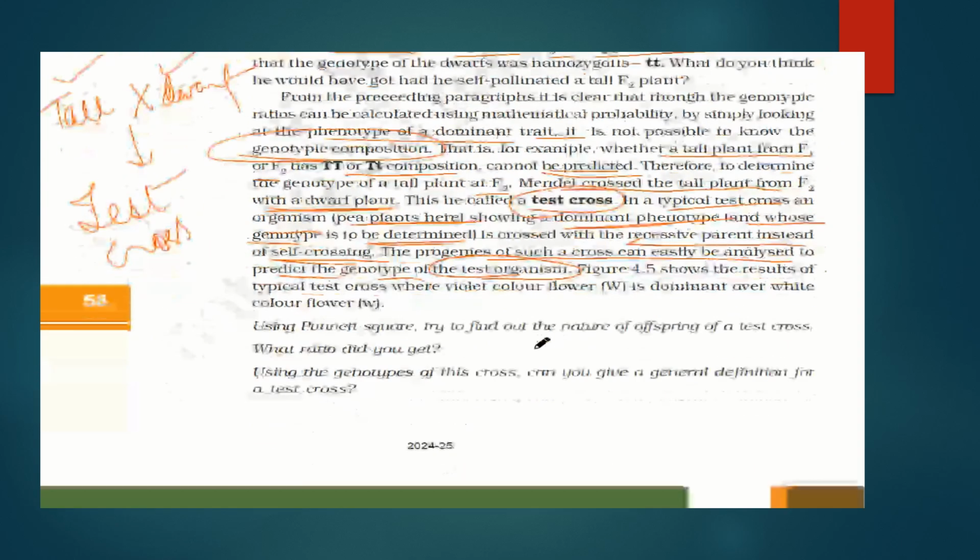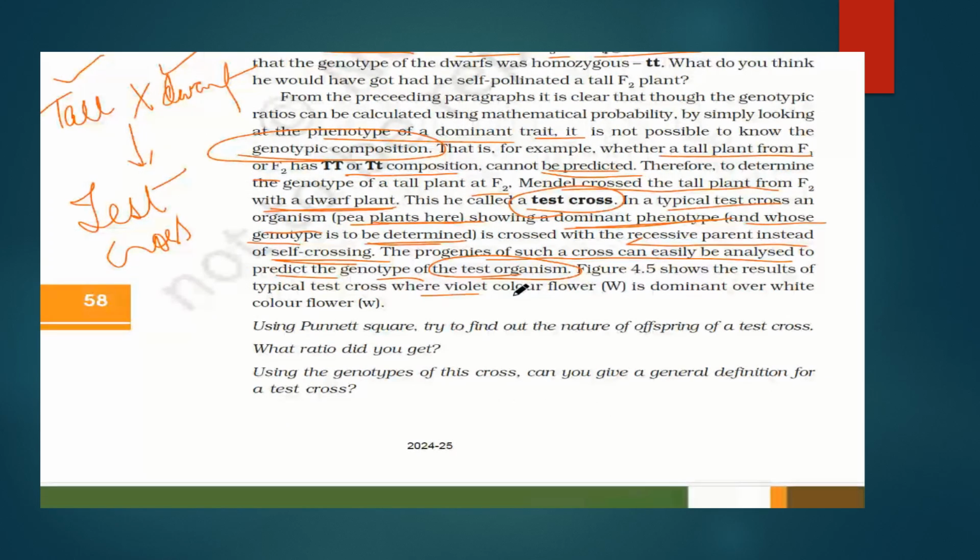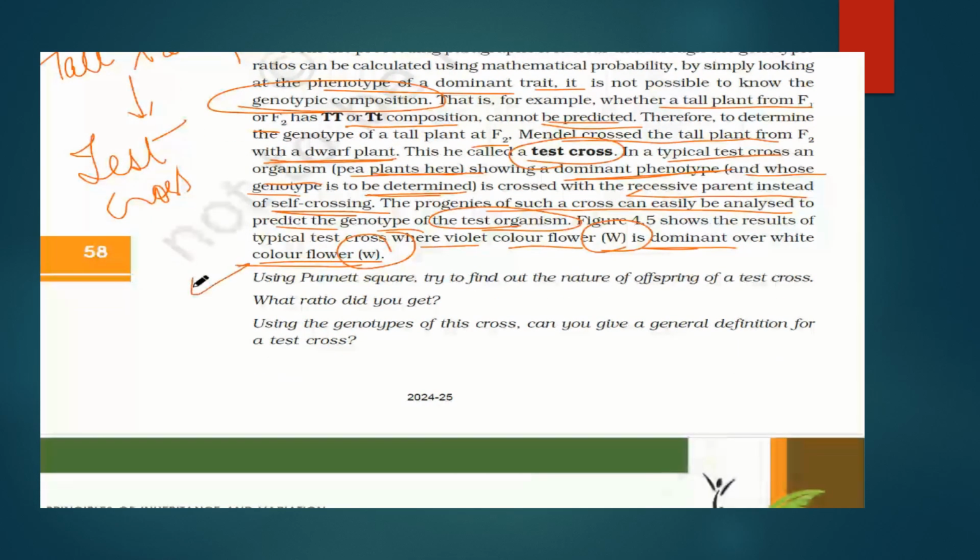So, what he did, he took a violet color flower, denoted as W, dominant over a white color flower which is recessive. So, your homework will be, using the Punnett square, you are crossing this dominant violet flower with a white flower which is recessive, right? So what ratio did you get? I want your answer, what you are getting. So this we will be discussing in the next class. Use the genotypes of this cross. Can you give a general definition of test cross?